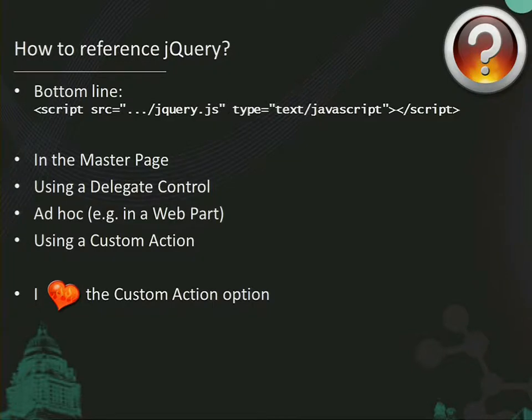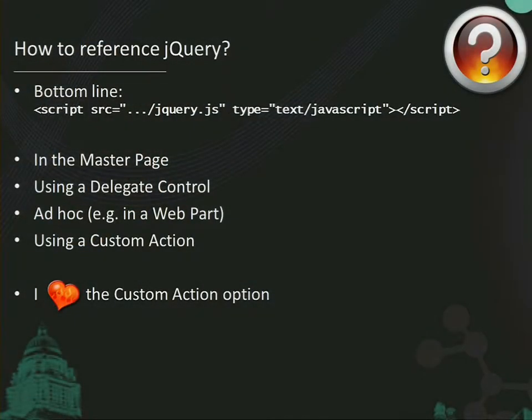Why do I like referencing jQuery by making use of a custom action? Well, this is a technique that will also work with sandbox solutions. So this is a technique that will also work on Office 365 in the cloud. You can also make a change to a master page in Office 365 in the cloud. But getting that custom master page deployed, or changing that master page over and over again, is maybe not a very good idea. Can be done, but I'm not a very big fan of it.